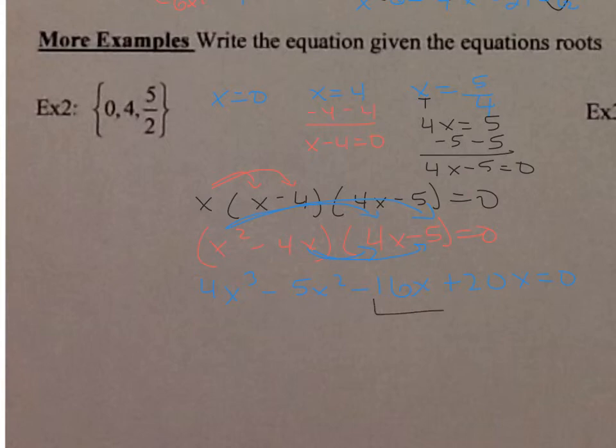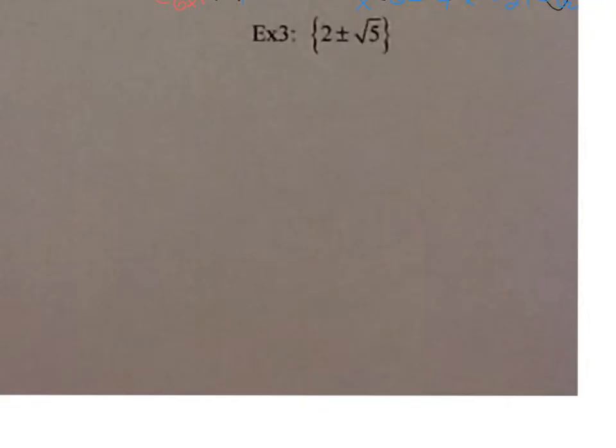So I notice I have like terms right back here. So I have 4x to the third minus 5x squared. Negative 16x plus 20x is positive 4x, and that is equal to 0. All right, now let's take a look at problem number 3.